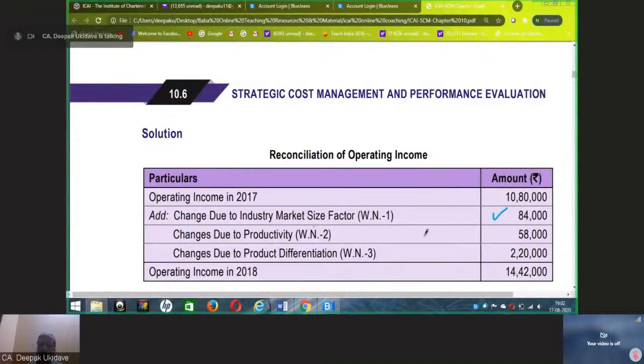Now productivity factor is always 1. There is nothing like revenue effect. Productivity aspect is only on account of cost effect, and that is readily given to you as 58,000. So this 58,000 is picked up. You can see from the question which is given. 58,000 is given in the question itself.